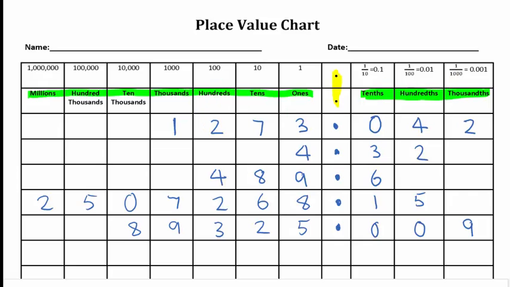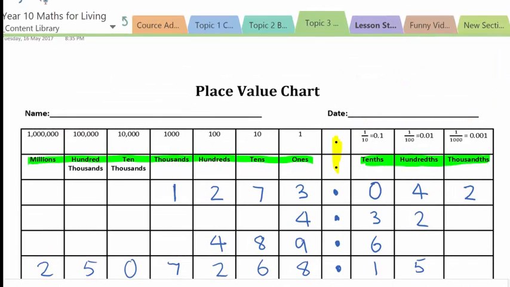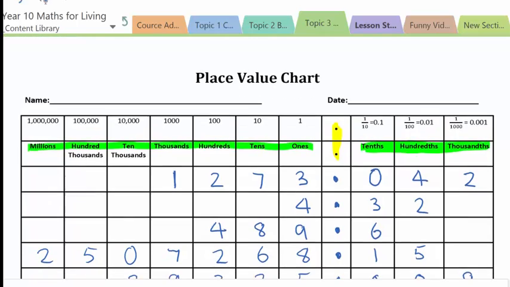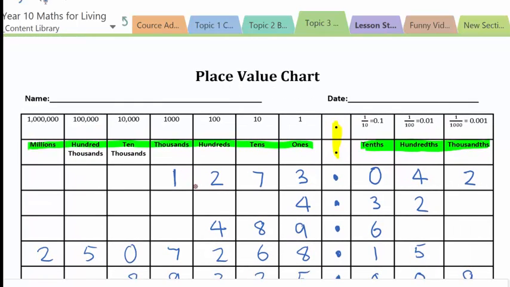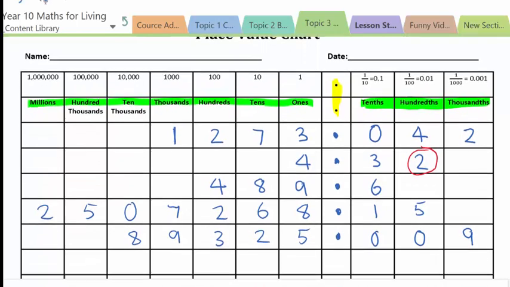Let's have a look at some numbers. Reading the first number, we've got 1,273.042. That's 42 thousandths, or 4 hundredths and 2 thousandths. It's important that you're looking at that. In that number, if I said to you, can you identify how many hundredths we have? Well, you look in your hundredths column and the answer is 2 hundredths.